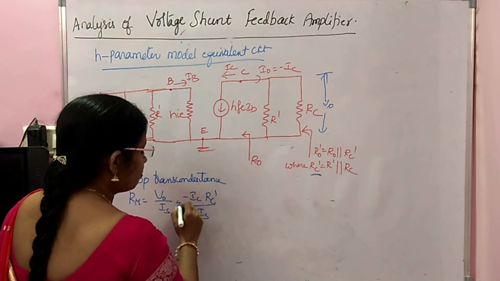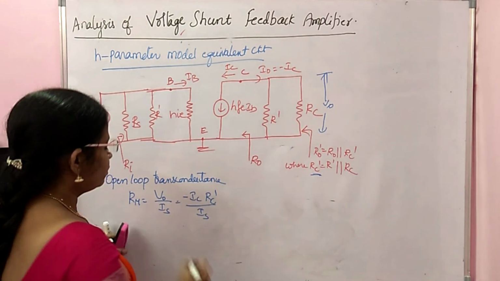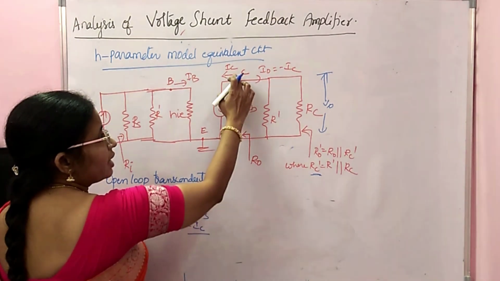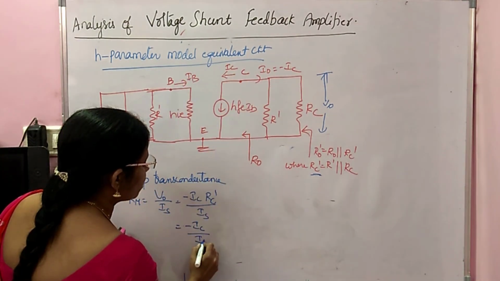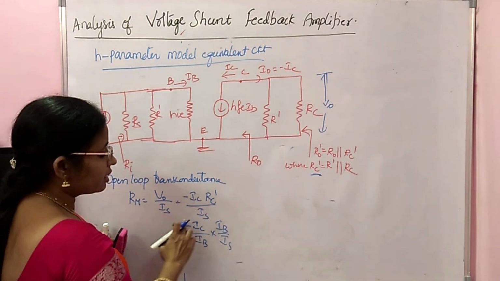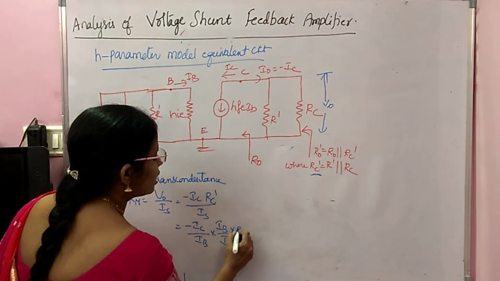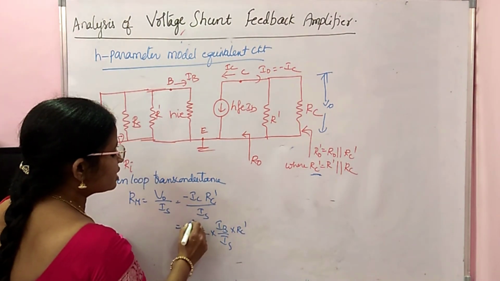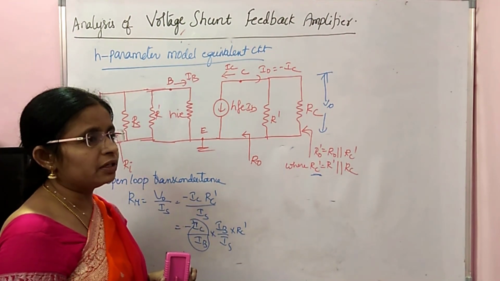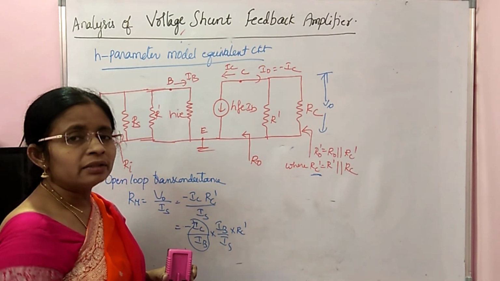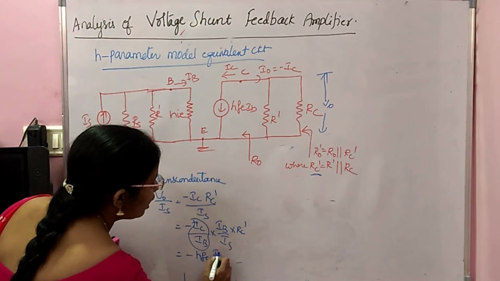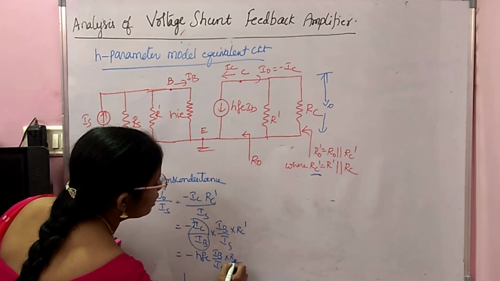This is totally minus IC by Is into RC dash. We can write it as minus IC divided by IB, then IB by IS. So these two get cancelled and I get minus IC by IS only into RC dash. What is IC by IB? In any concept, IC by IB is nothing but HFE, because IC is equal to beta IB. The other name for beta is HFE. So it is minus HFE into IB by IS into RC dash.